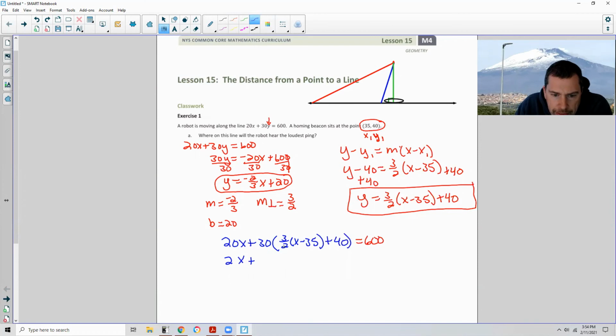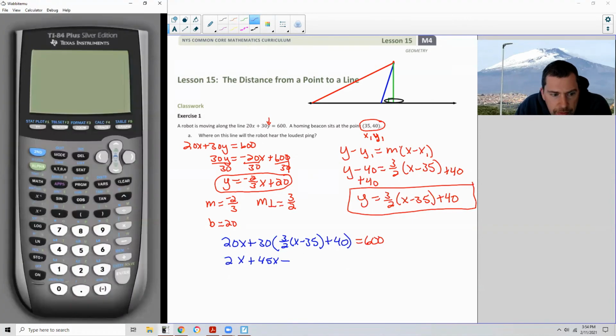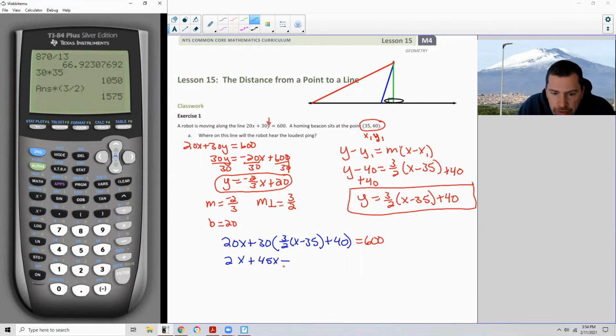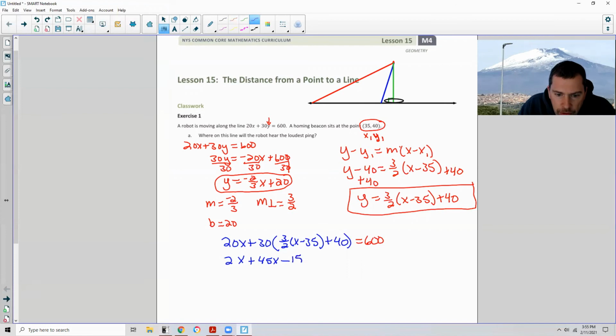30 times 3 is 90, divided by 2 is 45x, minus 30 times 35 is 1050. But we also have to multiply that by 3/2, because this is distributed, and that is going to give us 1575. So I'm just doing this all in one step.